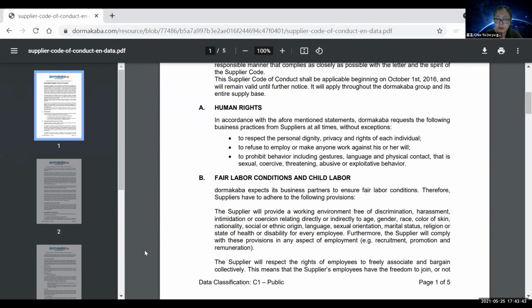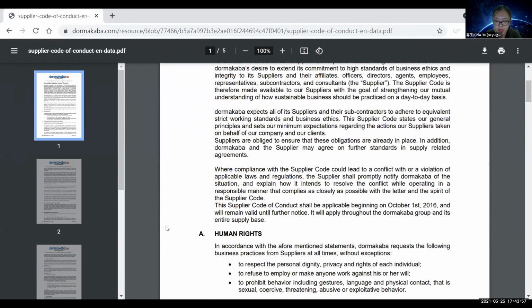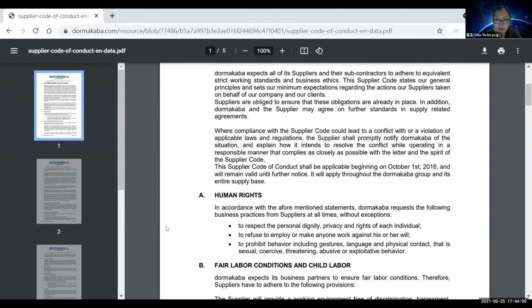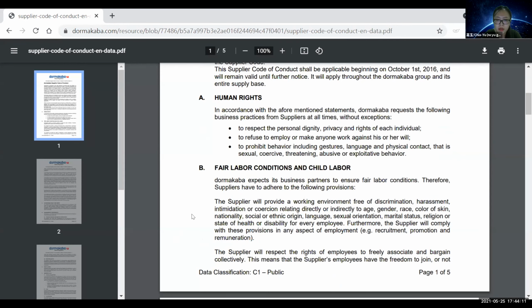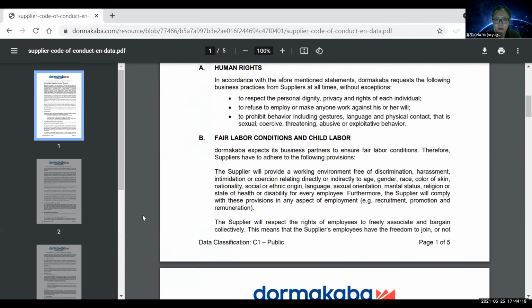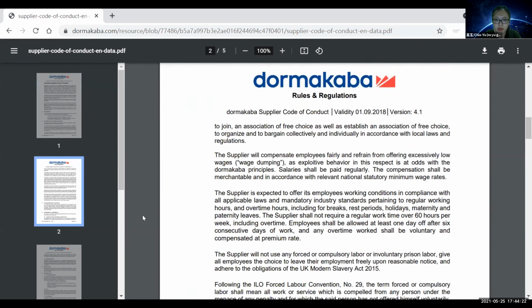So the first example is the program they did in China, like what Chiming explained. The second is that they choose suppliers based on the supplier code of conduct, which helps build mutual understanding between the company and the supplier, and they hope the supplier also does the same on human rights. So I think choosing the right supplier also helps them with human rights work, including fair labor conditions and child labor.